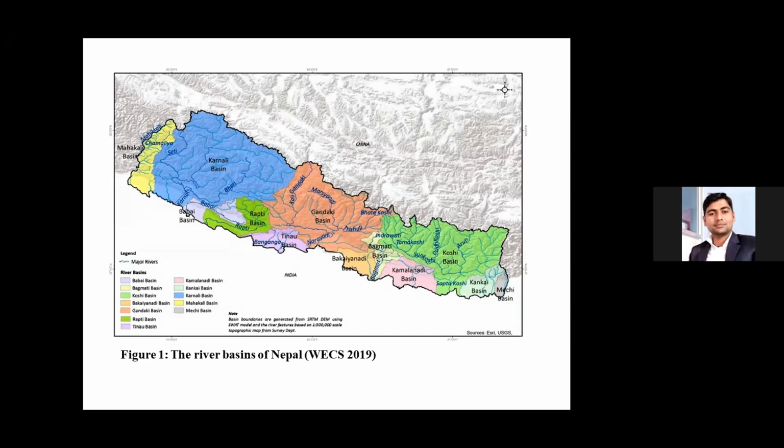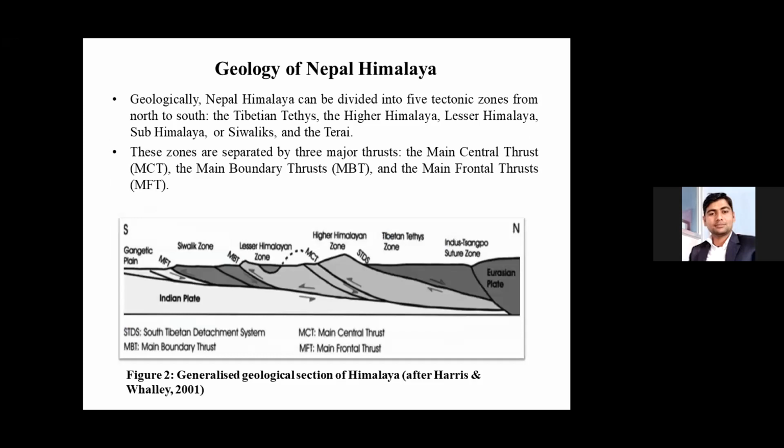And from east to west, there are 12 river basins. Now, talking about the geology of the Nepal Himalaya, from south to north. This is the geological section after Harris and Valley that is presented in a planner from south to north sections, which I've already mentioned also.